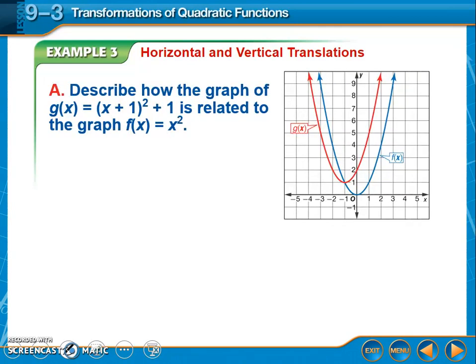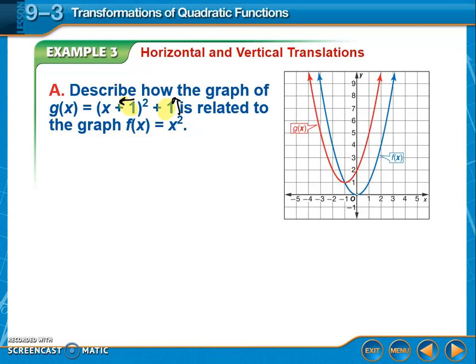Okay, what if I have both things? So in this case, I have plus 1 and plus 1. The outside of this one moves it up and down. So because it's positive, it moves it up. This one moves it left and right. So because this one is positive, it does the opposite of what you would think. You would think forward, it's going to actually move back by 1.